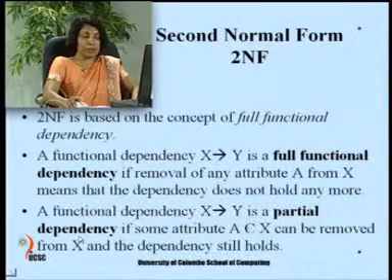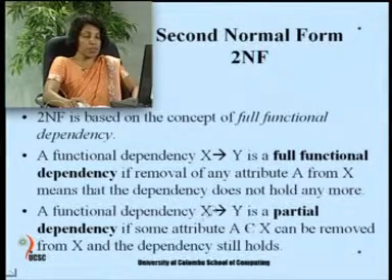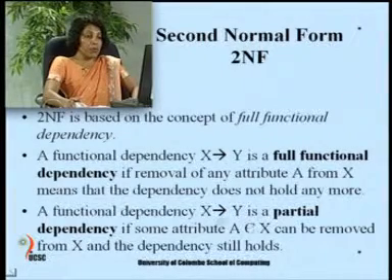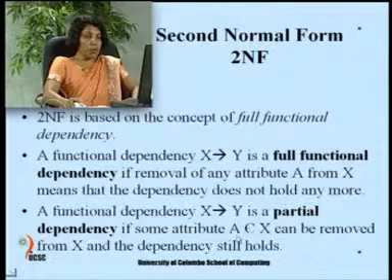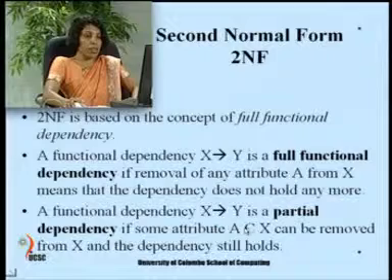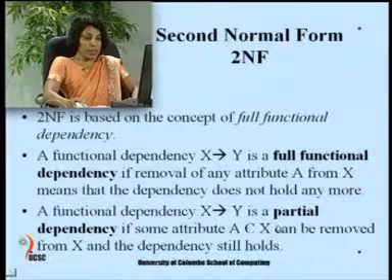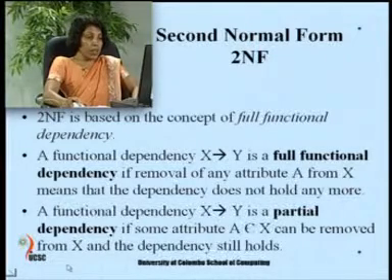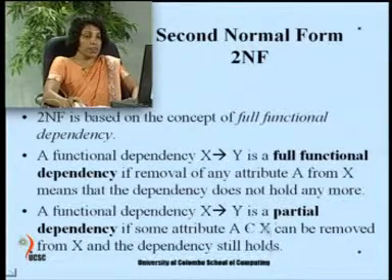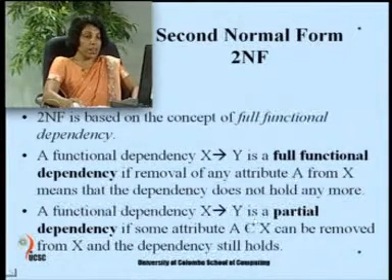What is a partial dependency? For example, if we consider the same functional dependency, x is the determinant of y. If an attribute or some attributes that are part of x can be removed from x, and the dependency still holds, that means there exists a partial dependency between x and y.